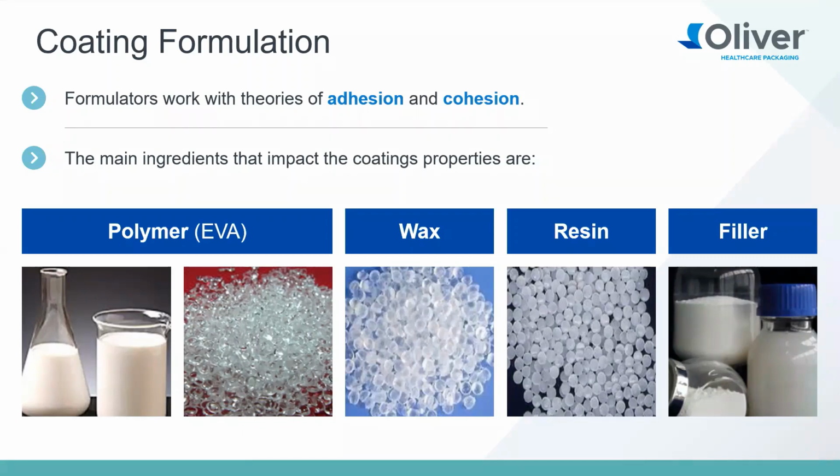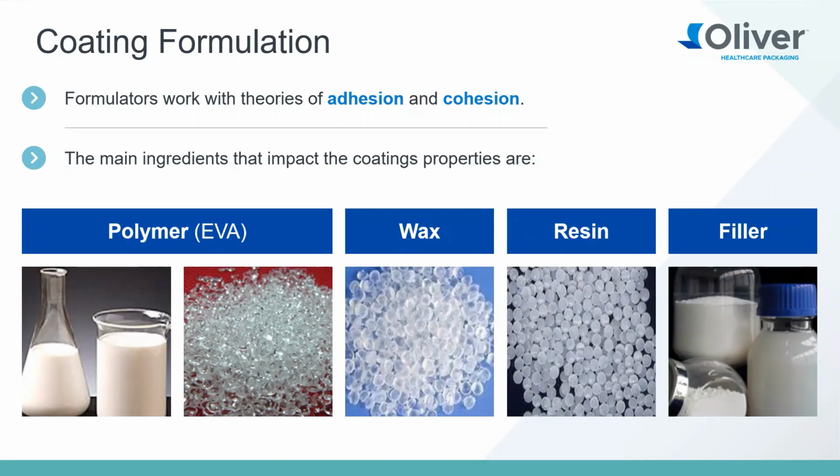And then also they are working within theories of cohesion. That's a little bit different and maybe harder to grasp, so we're going to cover that a couple slides later, but that's going to be very important. And as we mentioned earlier, the primary ingredients that we're working with that impact these coatings are polymers and generally EVA, ethylene vinyl acetate, as I spoke about earlier, waxes, resins, and fillers.